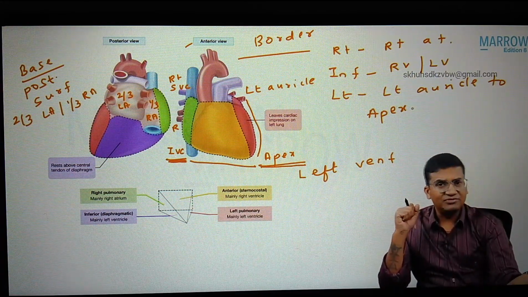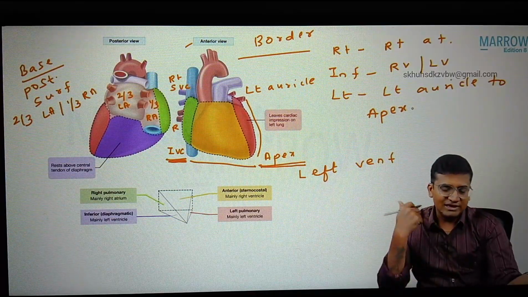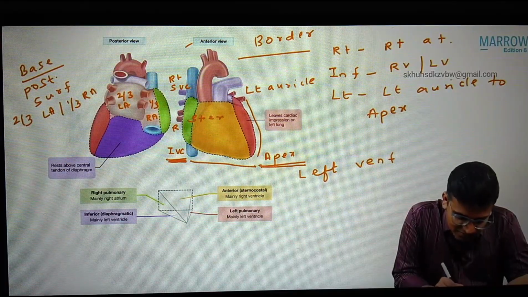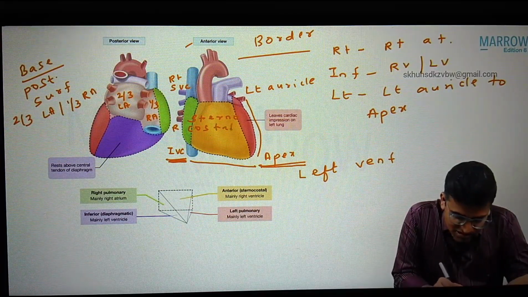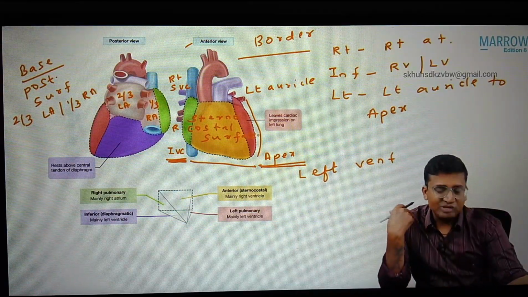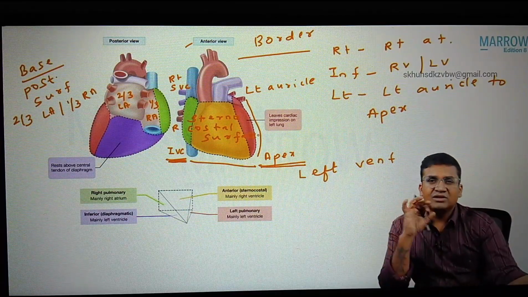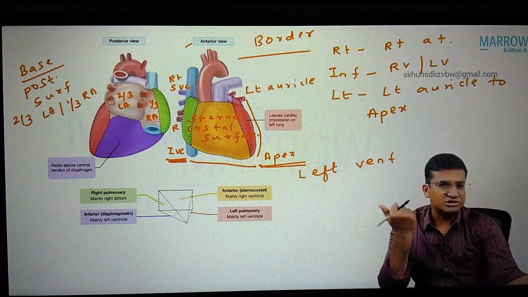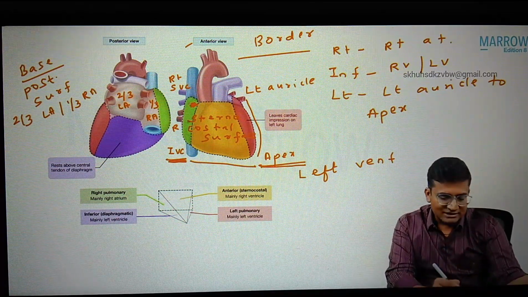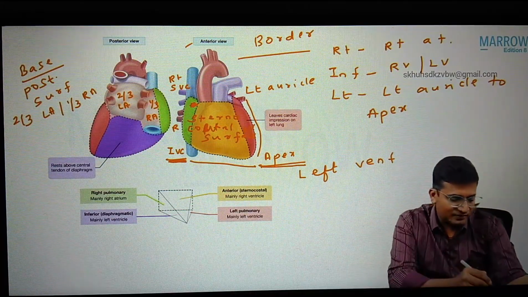Next, the surfaces of the heart. Mainly we're going to discuss two surfaces: the anterior surface and the diaphragmatic surface. The anterior surface is also known as the sternocostal surface. Who is on the sternocostal surface? The sternocostal surface is mainly formed by two ventricles, the right ventricle and the left ventricle. We have some more structures that give a minimal contribution to the sternocostal surface. What are those? The right auricle.